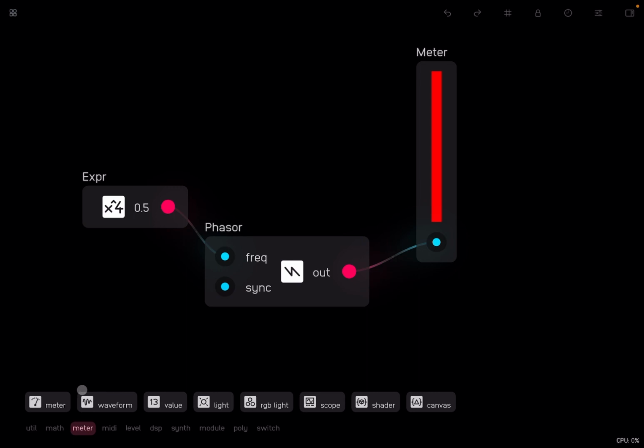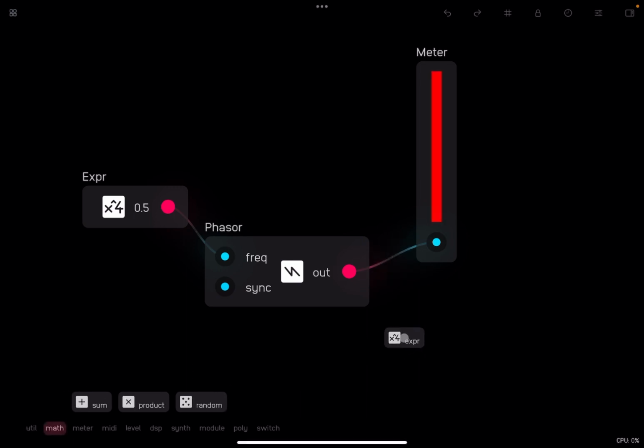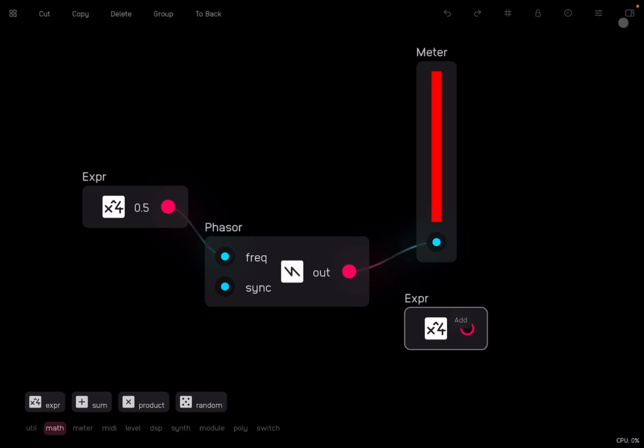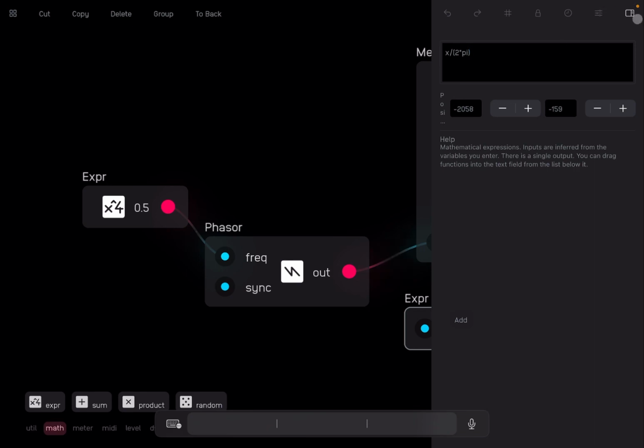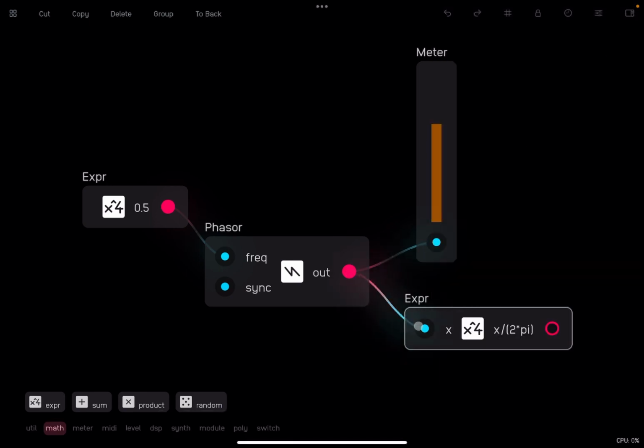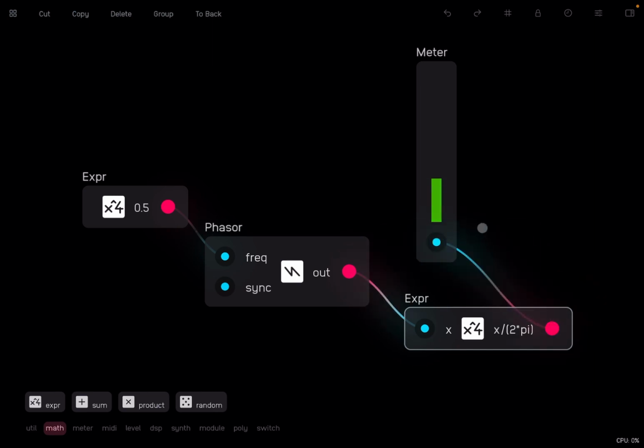So what you could do, for example, to have a better visibility of that, is to add an expression node, like so. In the expression node, take the input x, divide it by 2 times the constant pi, and close the parenthesis. In this way, if you redirect the output from the phasor to the expression node, and then the output from the expression node to the meter, you can see it goes from a value of 0 to 1.